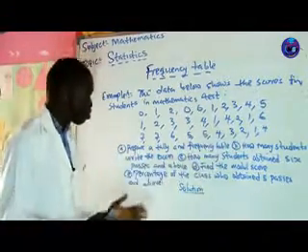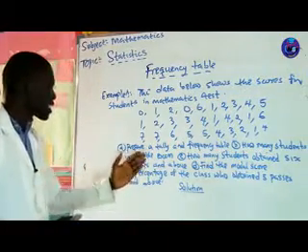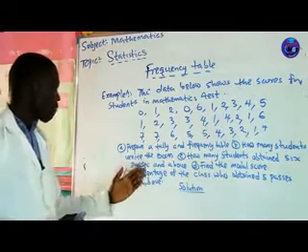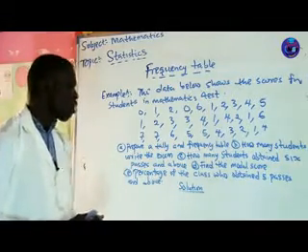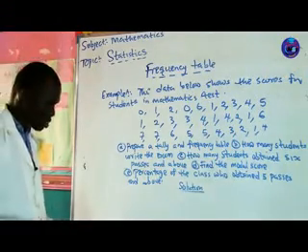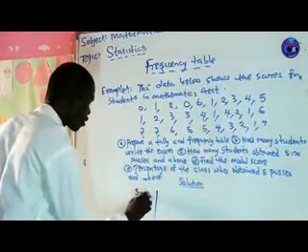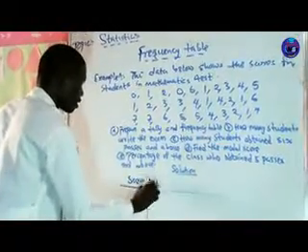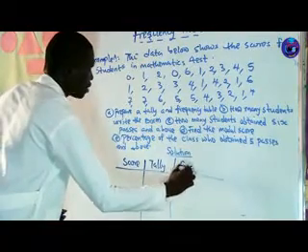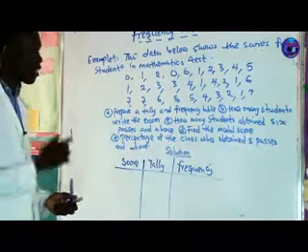B, how many students wrote the exam? C, how many students obtain 6 passes and above? D, find the modal score. E, find the percentage of the class who obtain 5 passes and above. So let's solve this question together. You are going to have score here. Tally will come here. This will be frequency.